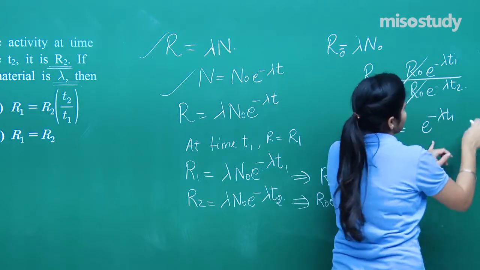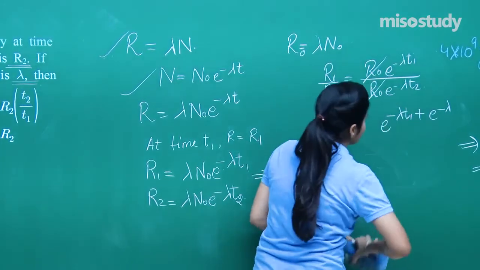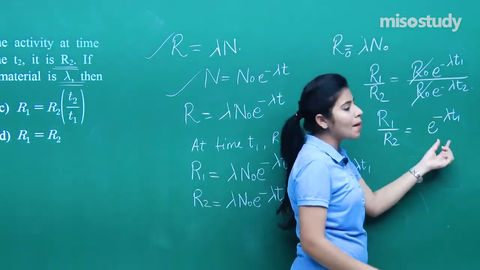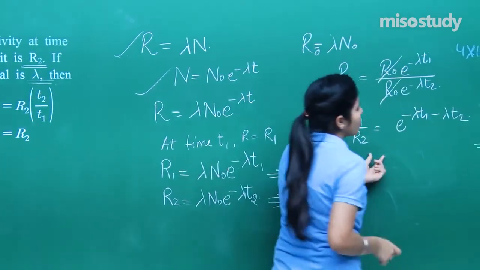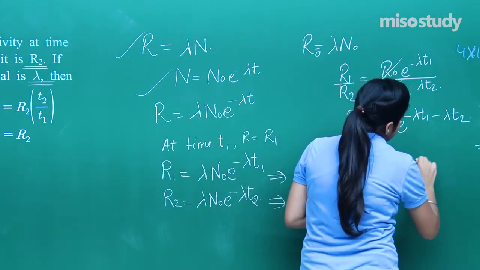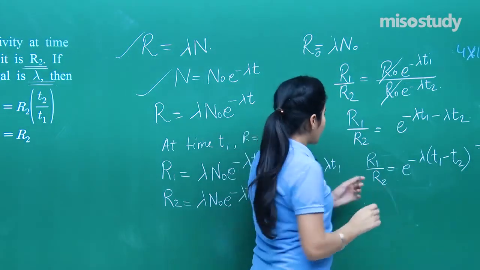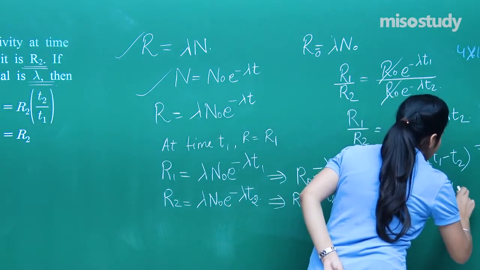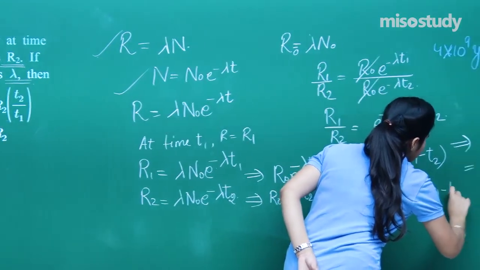Because this is in the denominator, you will have e raised to the power minus lambda t1 minus lambda t2. If you take lambda as common, you will have t1 minus t2, and so you can represent it as R1 upon R2 equals e raised to the power minus lambda into t1 minus t2.